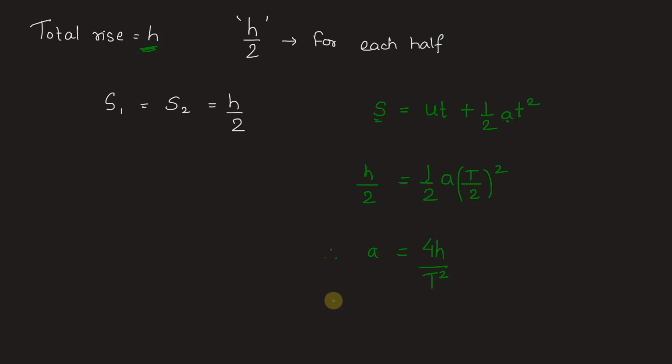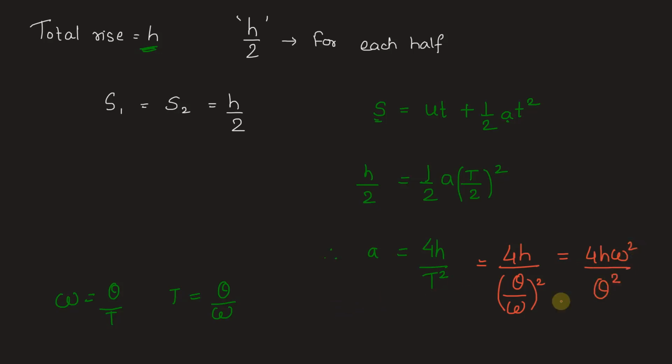This is the acceleration. Now, we know that angular velocity omega is nothing but displacement per unit time, and the time taken here is capital T. So, from here we know that T is theta by omega, because theta and omega are known, T is not known. So therefore we substitute T in terms of theta by omega. Substituting it here, we have 4h upon T square, which is theta by omega whole square, equal to 4h omega square upon theta square. So we have the value of acceleration here.